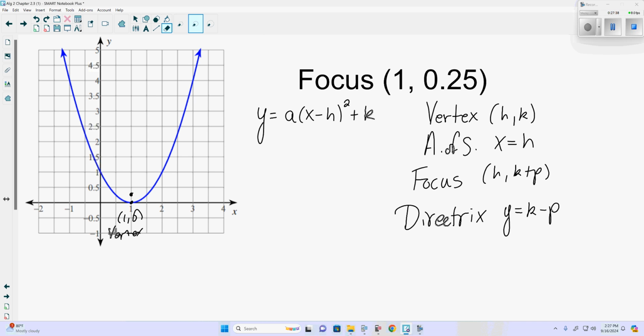Now for this one here, just like the first one, did they give us the directrix or the axis of symmetry? Well, no, so we don't need either one of those. But just like the last two, we still need to find the values of a, h, and k. We find those three, we have our equation.